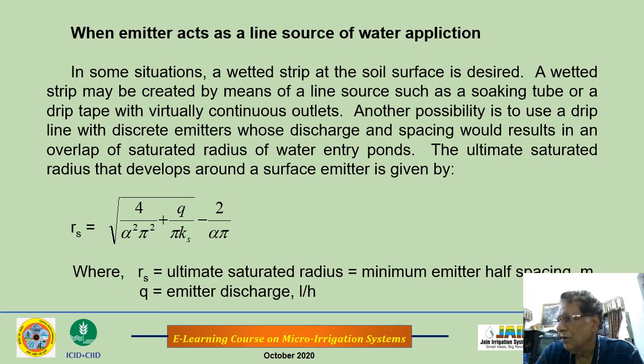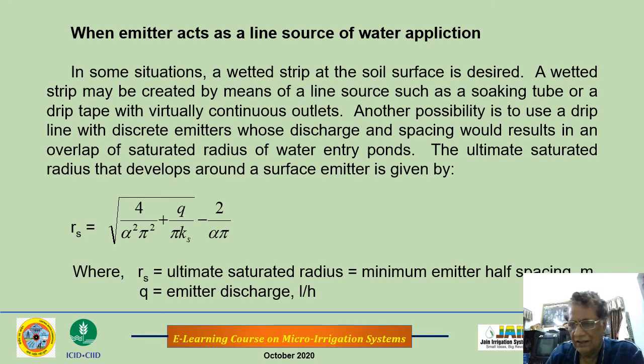Okay. Now, for estimating the effective radius, the relationship is given here: 4 upon alpha square pi square plus q upon pi ks, such and 2 minus 2 upon alpha pi. Alpha, you remember, is the empirical constant, and for different soils the values were given by Gardner and his partner, and then pi is known as a constant, and ks is the hydraulic conductivity, and q is the emitter discharge. And RS, of course, is the ultimate saturated radius.